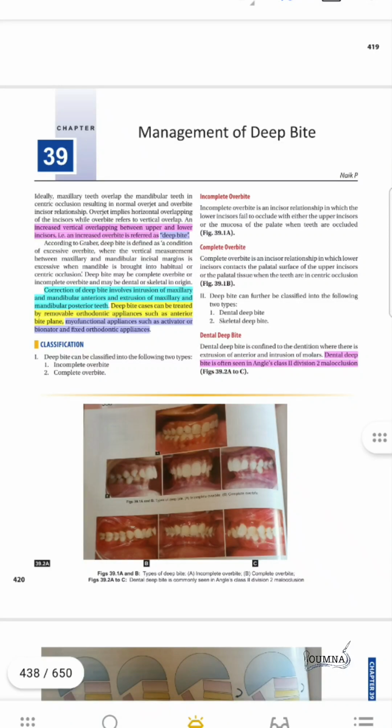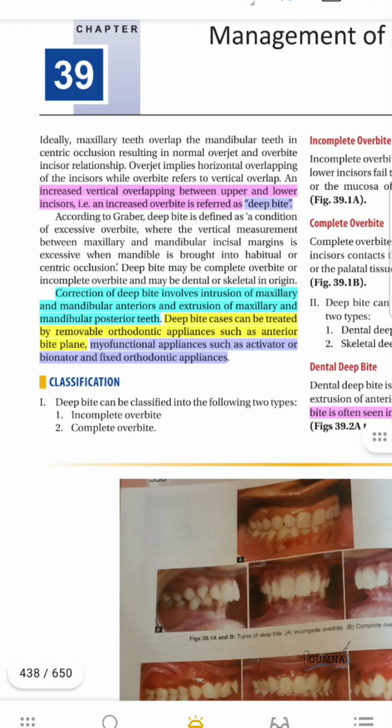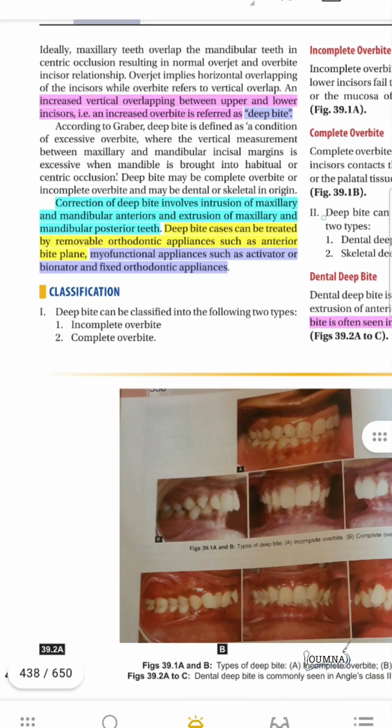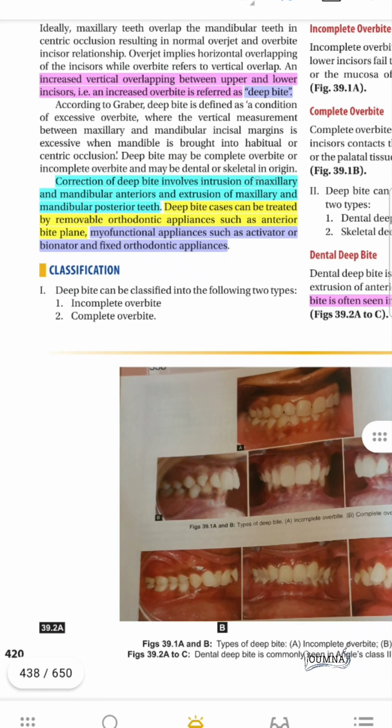We will discuss the management of deep bite. It is defined as the increased vertical overlapping between upper and lower incisors, which means overbite increase. It can be corrected by intrusion of the maxillary and mandibular anteriors and extrusion of the posteriors.